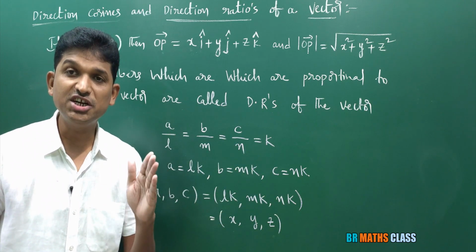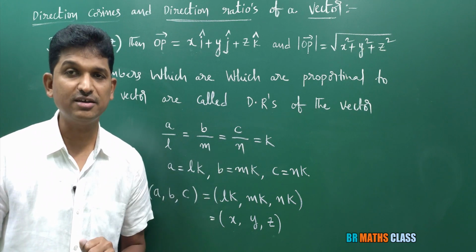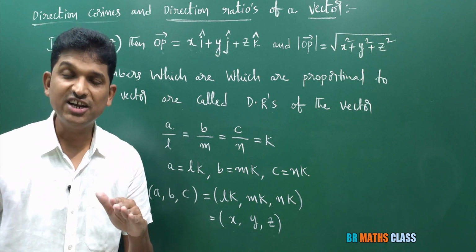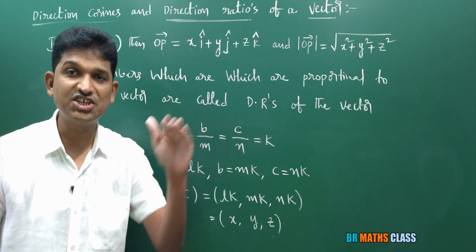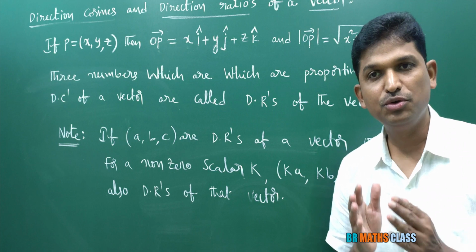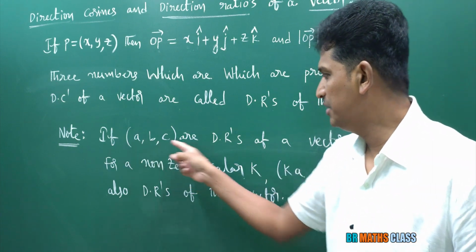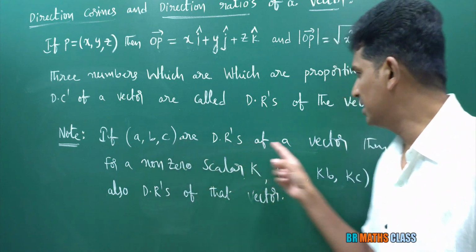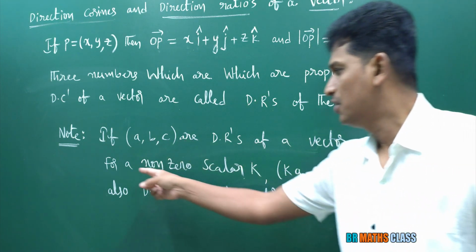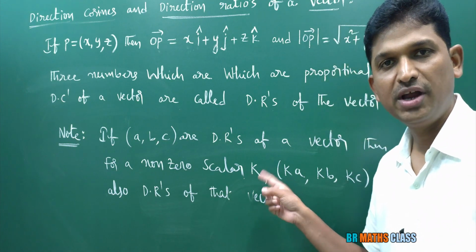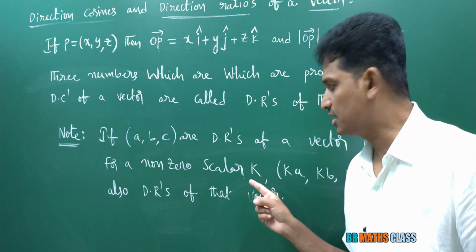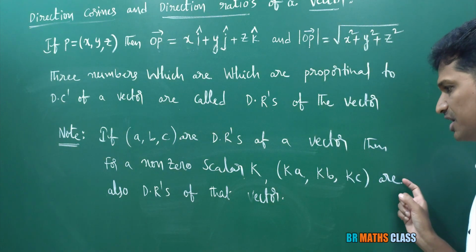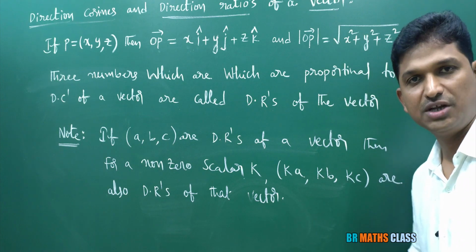Important point: direction ratios of a vector are not unique. In the next point, you will come to know this also. For any vector, their direction cosines also act as the direction ratios. Please observe this note. If A, B, C are the direction ratios of a vector, then for a non-zero scalar k, you can take any scalar k, K is some constant. For any non-zero scalar k, Ka, Kb, Kc are also direction ratios of that vector.